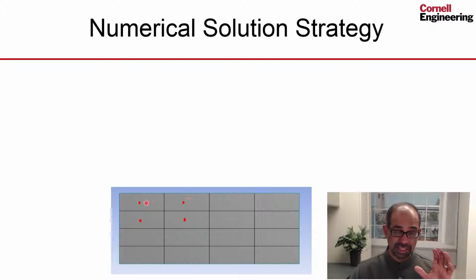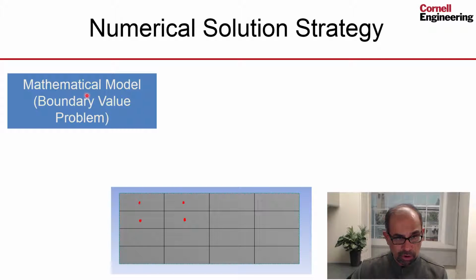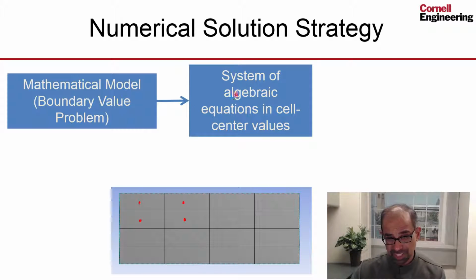So we take our domain and we discretize it into cells, and we determine the two components of velocity and pressure only at the centers of the cells. So I've marked out 4 cell centers here, pardon my chicken scratch. And the tool will go from the boundary value problem, the mathematical model that we saw, to a system of algebraic equations in cell center values. And these algebraic equations will relate neighboring values of velocity and pressure at the neighboring cell centers.